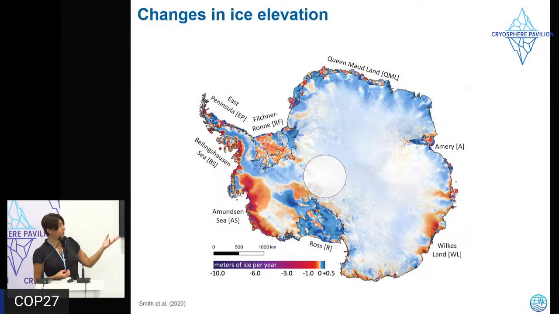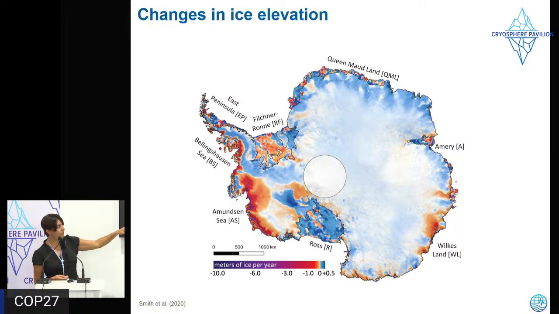Now, if we look at what the satellite shows us in terms of changes in elevation of the ice sheet, we can see that all this part of West Antarctica has been losing a lot of elevation. That means that it has been losing a lot of mass, a lot of ice. Other sectors of Antarctica also show some ice loss.